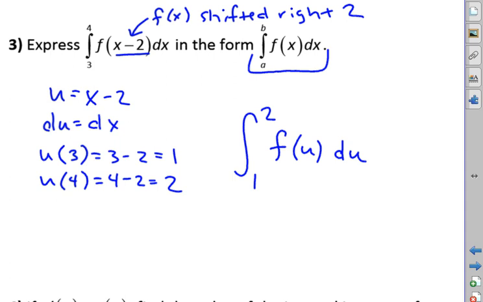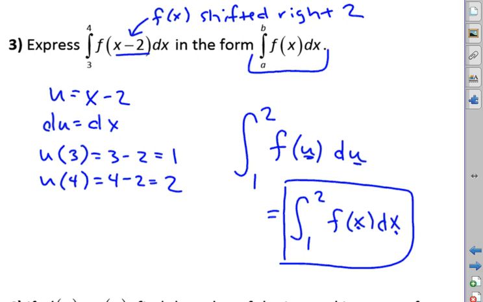And just because we have the u's now, if I change my whole problem, this is really going to be the same as the integral from 1 to 2 of f of x dx. Since you have this u and u here, it's okay, you can make those into x's as well. So that's really the same thing that I went over at the very beginning.